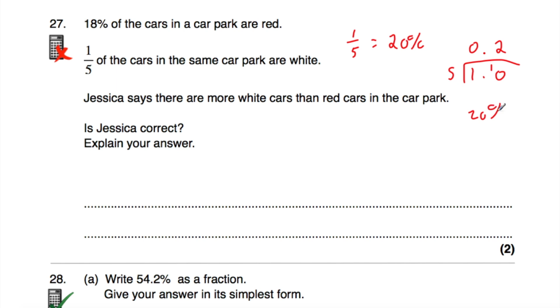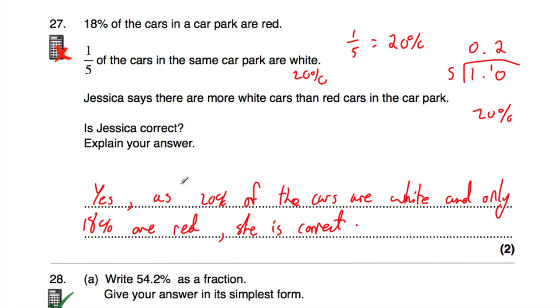So that'll be 20%. So that means that 20% of the cars in the car park are white and 18% of the cars in the car park are red. So you can see there's more white cars in the car park than red cars. So Jessica said there was more white than red cars in the car park. Is she correct? Yes. So let's explain that. As I've just explained, 20% of the cars in the car park are white and only 18% of the cars in the car park are red, she is correct.